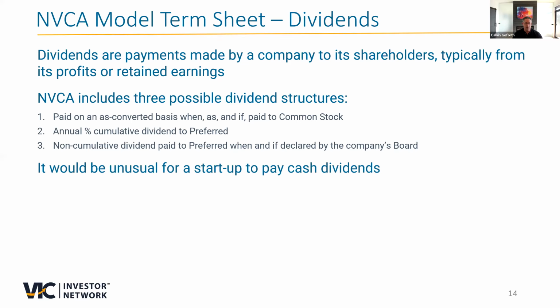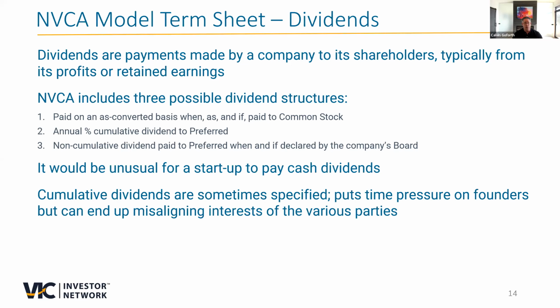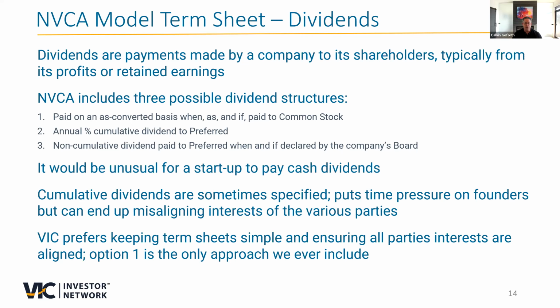It'd be really unusual for a startup to actually pay cash dividends. Of course, cash is precious, so any early stage company is going to be really holding on to their cash. You will sometimes see cumulative dividends specified, which then again are going to accumulate to be paid later. Doing so does put time pressure on the founders, and can really end up misaligning interests of the various parties. So we really prefer keeping term sheets simple and ensuring all parties' interests are aligned, and would choose option one out of the three alternatives the NVCA offers.